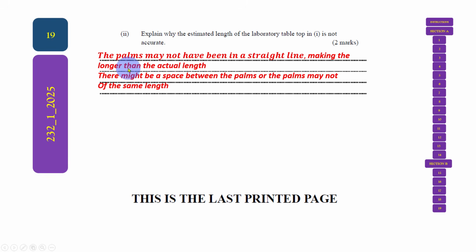Okay? What is the other error here? There might be space between the palms, or even the palms may have overlapped. The palms also may not be of the same length. All these are some of the errors which might have reduced the accuracy of the measurement taken using the palm length. And that is how, in my own opinion, you would have answered this paper.